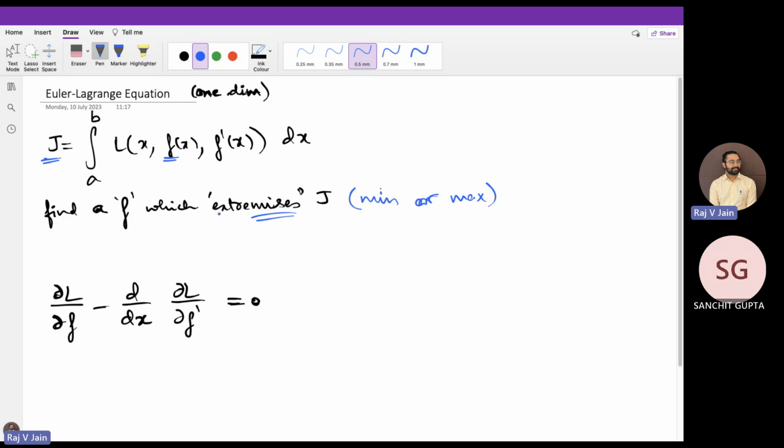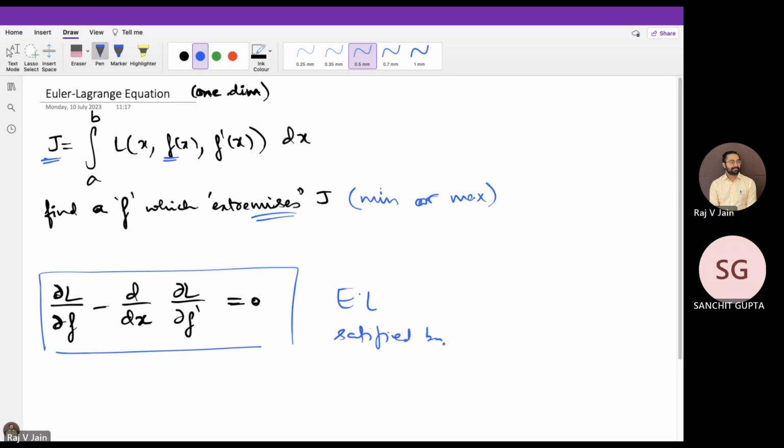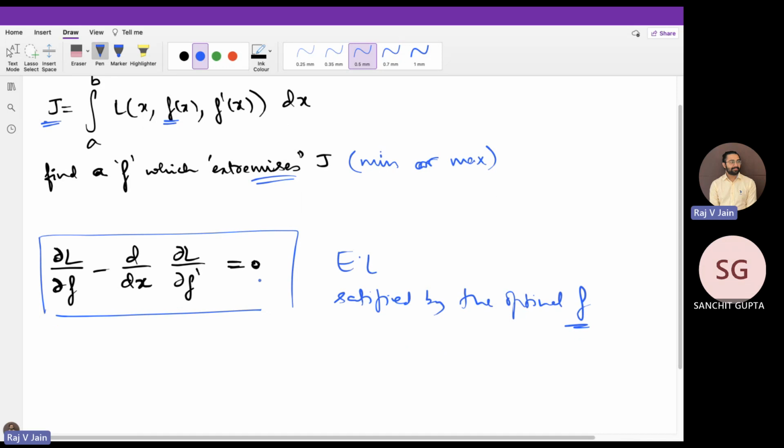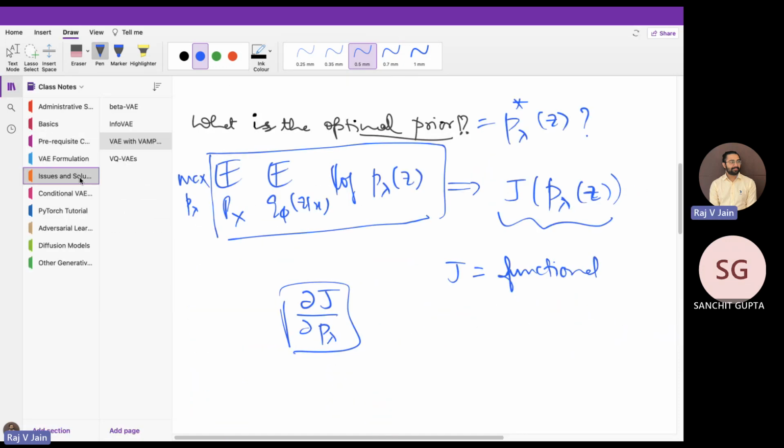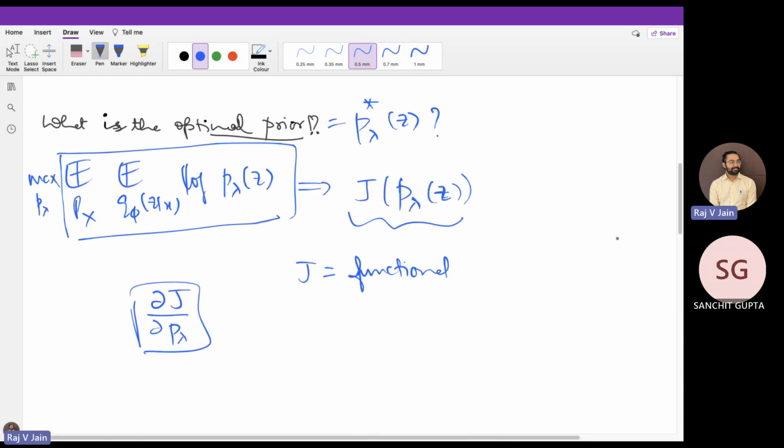Again, we'll not go about the derivation, but whatever function f you want to find has to satisfy this equation. This is called the Euler-Lagrange equation. It has to be satisfied by the optimal f. If you set this equal to 0, you will get some f, and that f will be equal to f star. That's the idea. This sort of idea we will apply here in VAE with Ram prior.